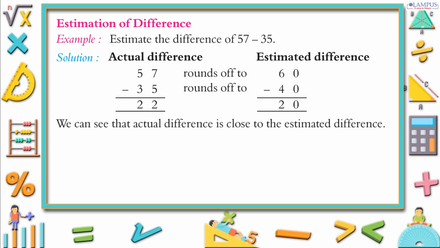Estimation of difference. Example: estimate the difference of 57 minus 35. Solution: actual difference. 57 minus 35 is 22. Estimated difference. 57 rounds off to 60. 35 rounds off to 40. 60 minus 40 is 20.